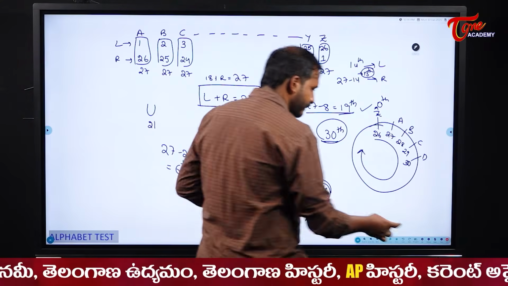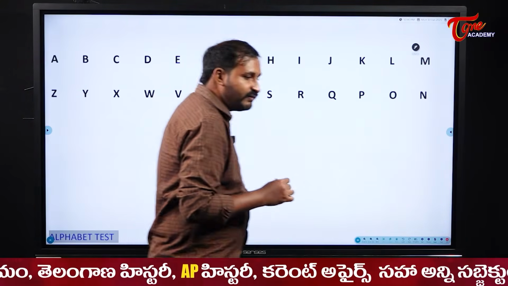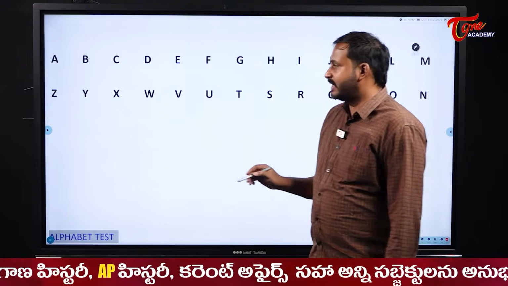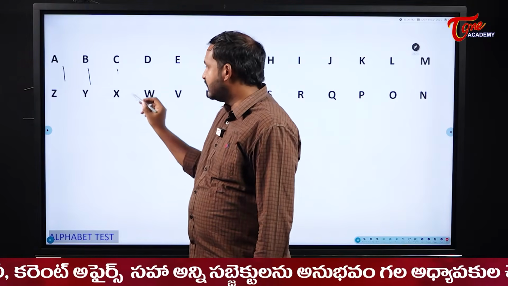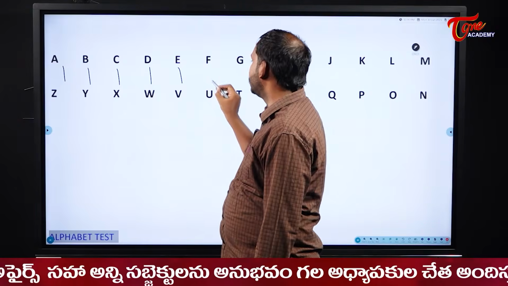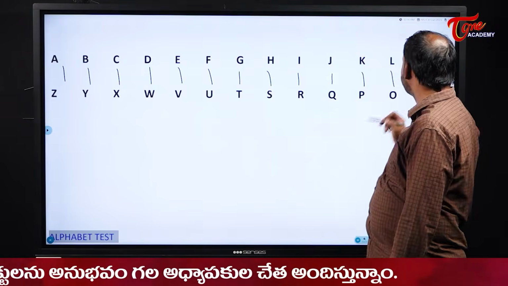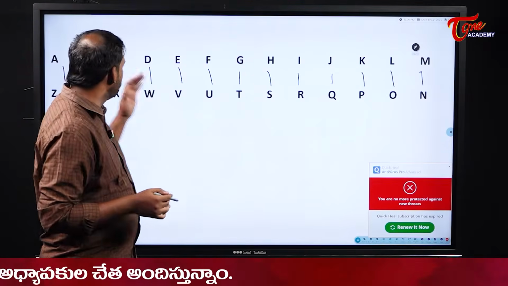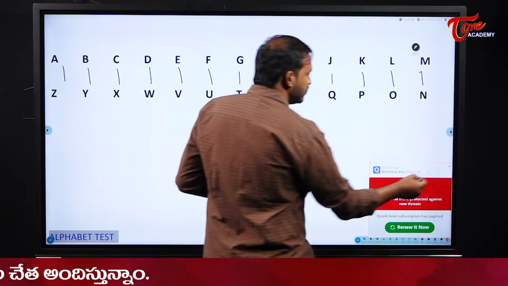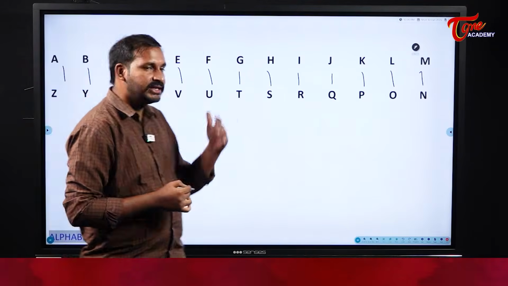And next, please see here, we will call these exactly opposite pairs. AZ, BY, CX, DW, EV, FU, GT, HS, IR, JQ, KP, LO, MN. Now, these are exactly opposite. That means I have written the first 13 alphabets, and from the reverse, I have written the next 13.